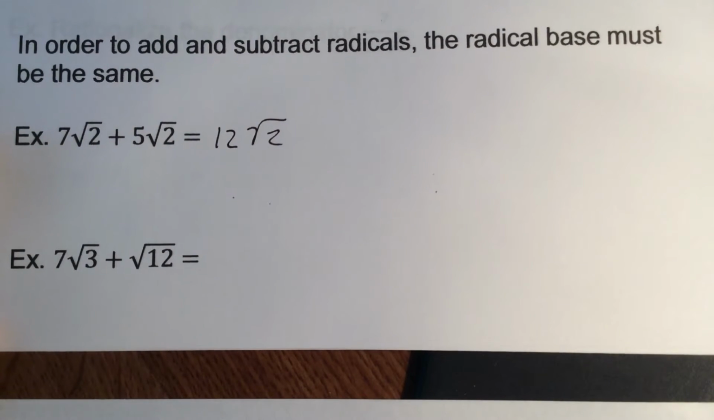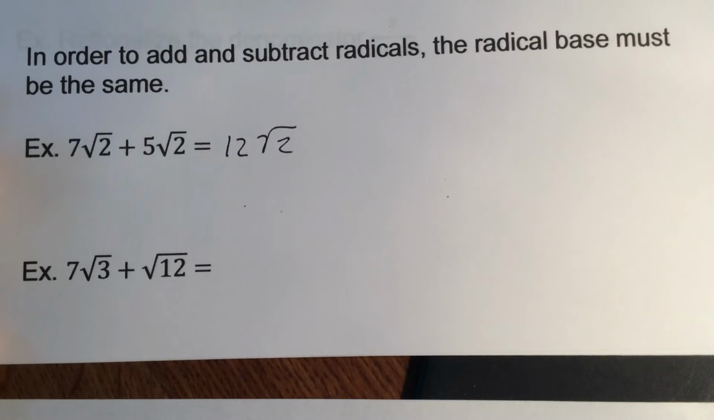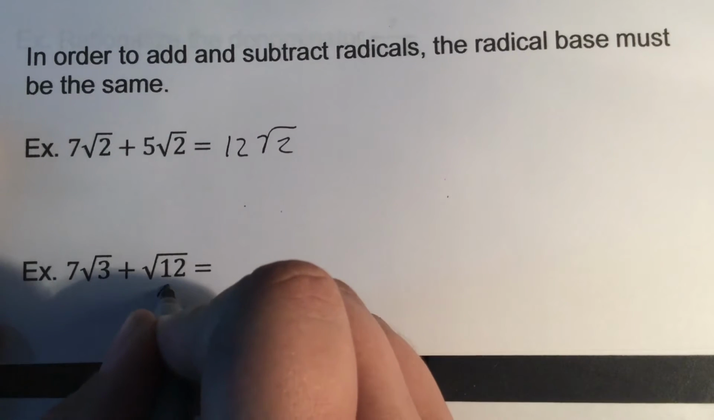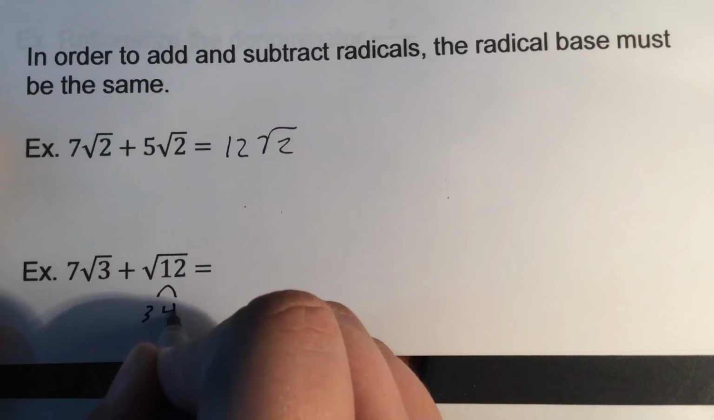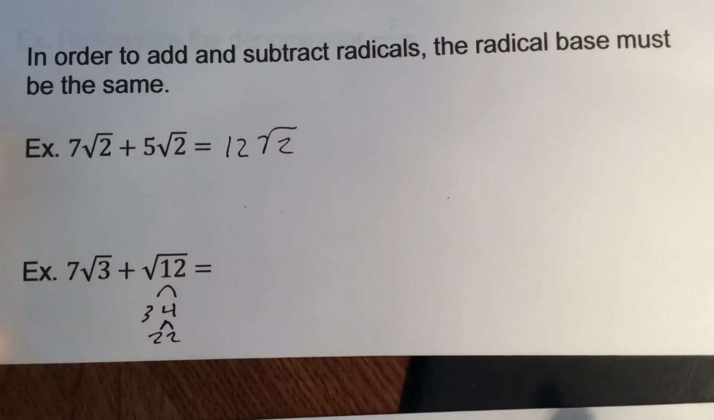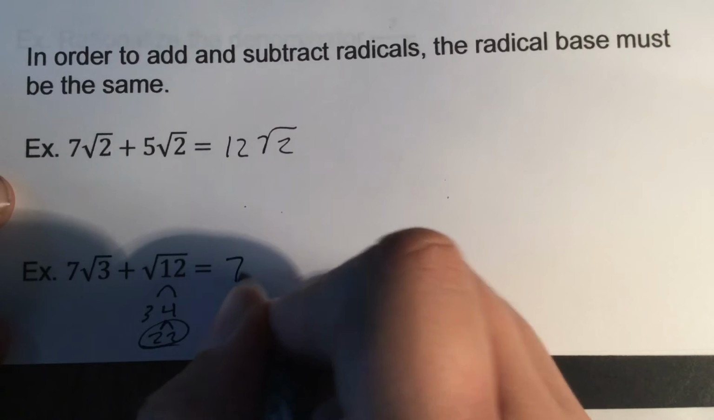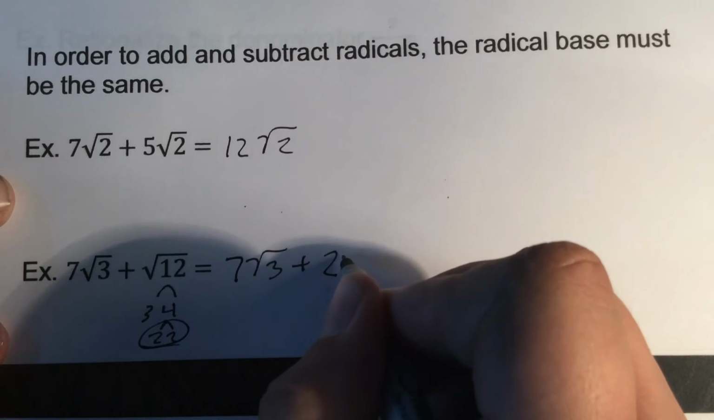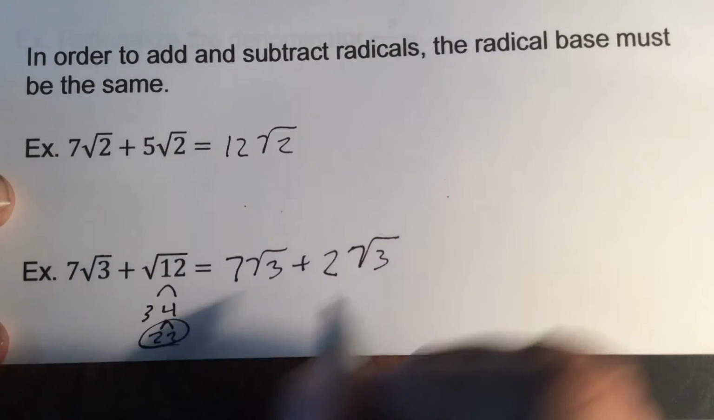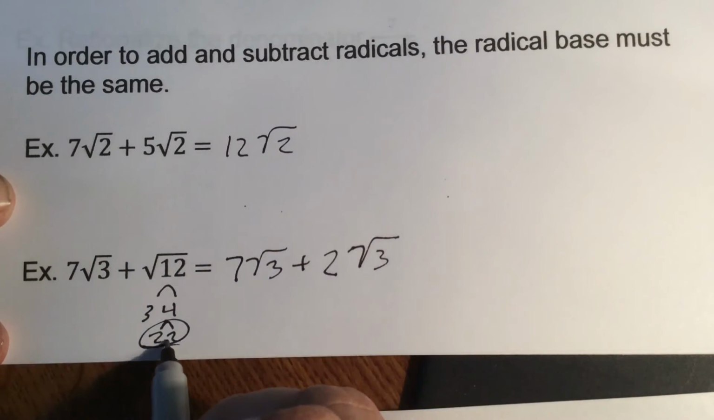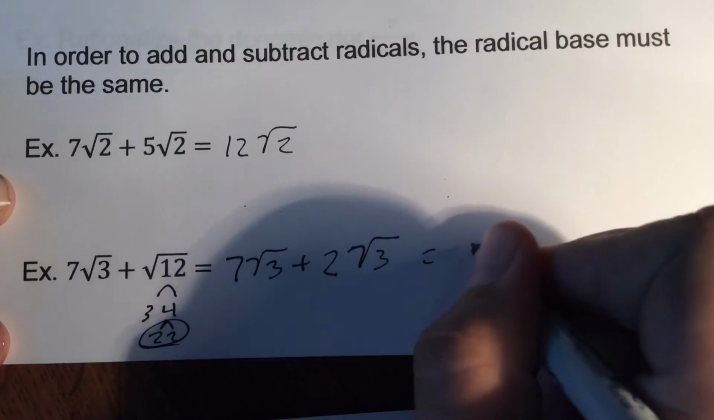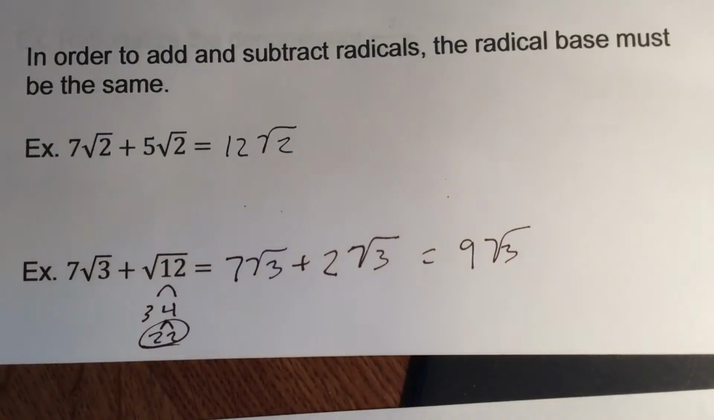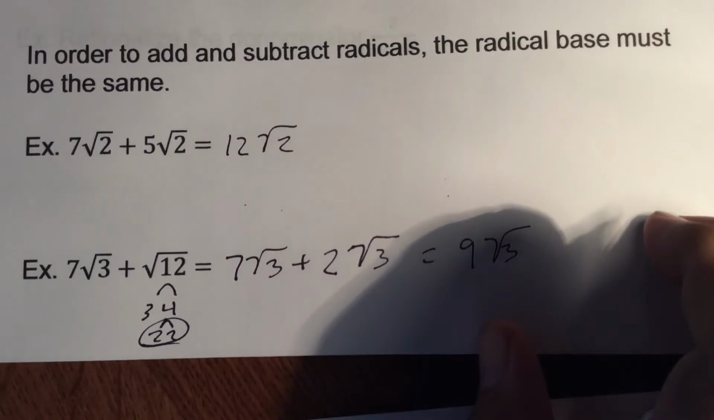Now, if they're not the same, you always want to look and see, can I make them the same? Well, 12 would break down to 3 and 4, which goes to 2 and 2. So we have a set here, so we could rewrite this as 7 square root of 3 plus 2 square root of 3, because the 3 would be left over, and we could pull a 2 out. So now we can say, oh, that's 9 square root of 3. Okay.